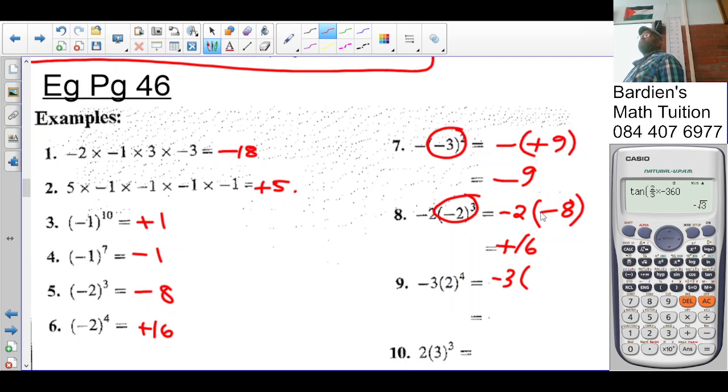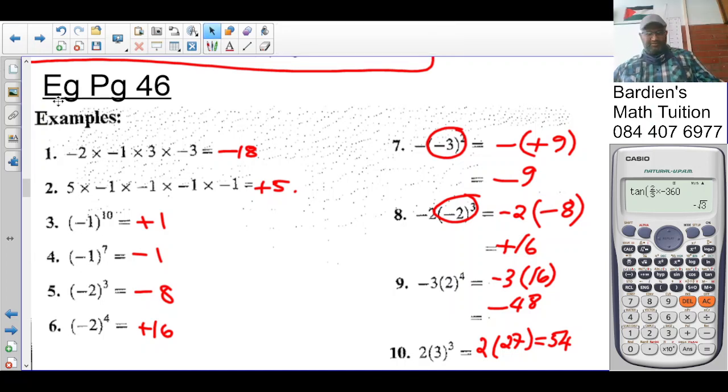The next one. So negative 2 cubed into positive and negative? Definitely negative. Negative times positive? Negative 3 cubed is 27. 2 times 27?